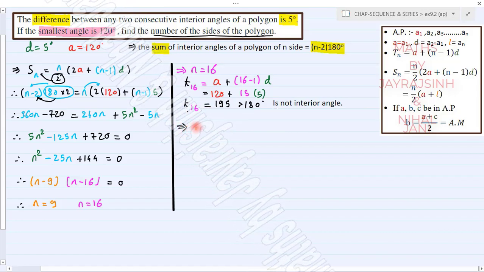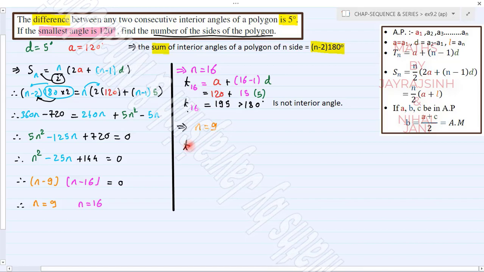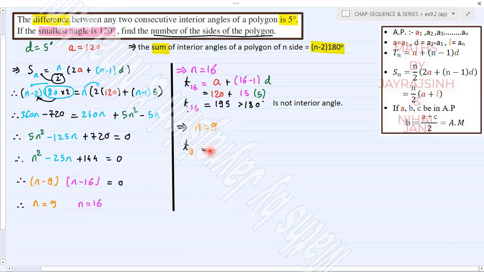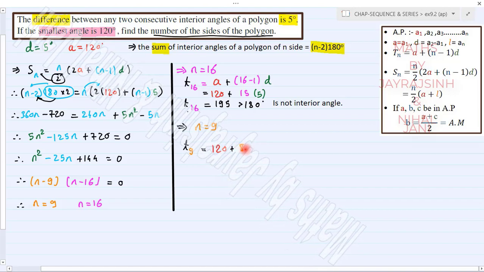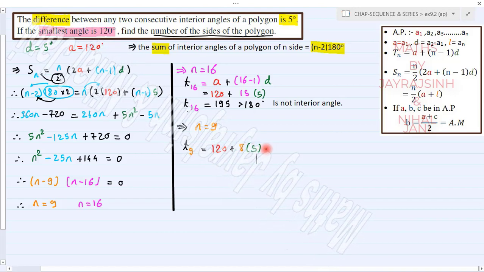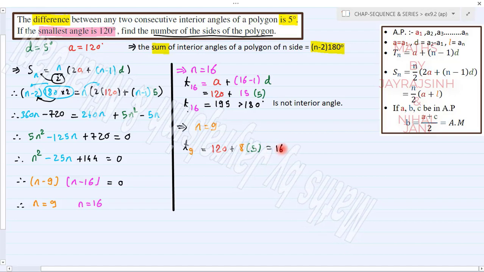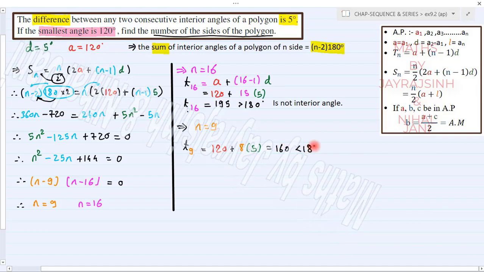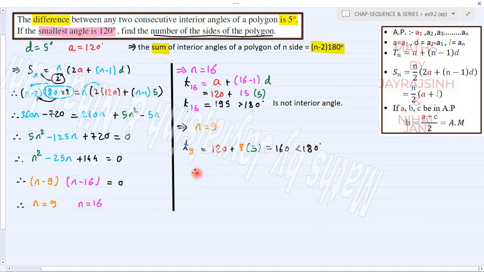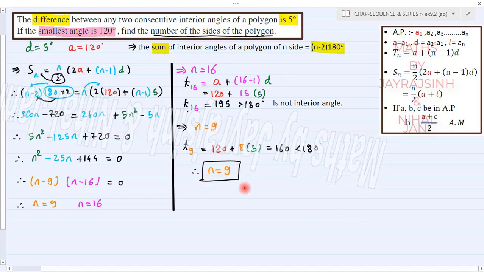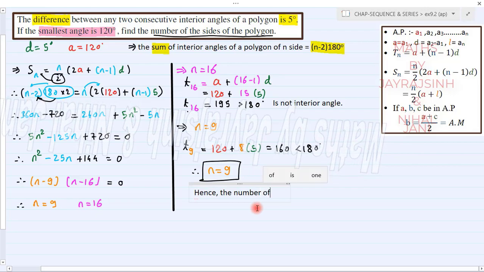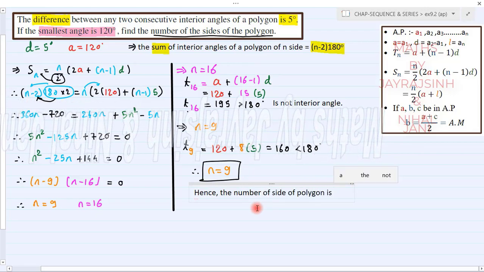Now let's check n equal to 9. Then your largest interior angle is 120 plus (9 minus 1), or we can say 8 into 5, which will give us 160, which is less than 180 degrees. So we can say n is equal to 9 is the final answer. Hence, the number of sides of the polygon is 9. Ta-da!